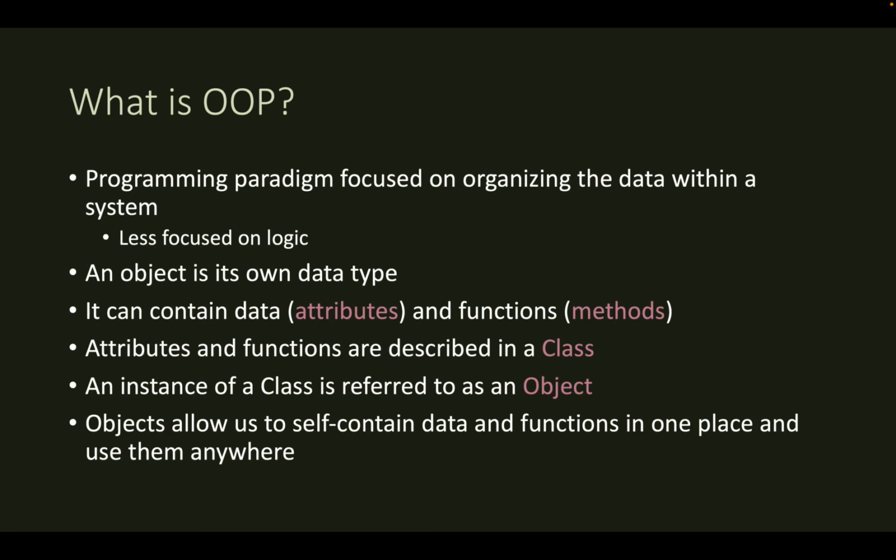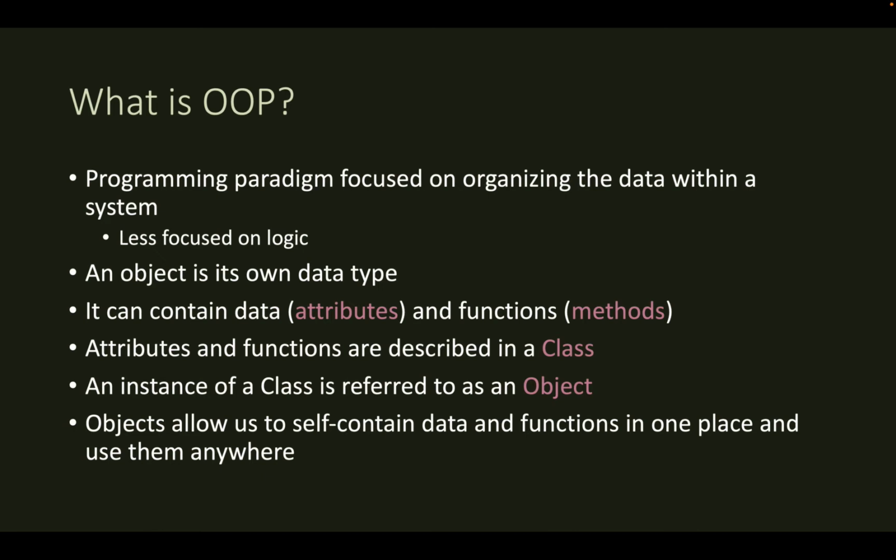Objects allow us to contain all of the data and functions in one place, so we can use them anywhere throughout the system. And it's designed to be used in large systems where many programmers are working on different parts of the system. So we refer to it as being encapsulated. In other words, when programmers are using object-oriented programming, you only need to really worry about what goes into a class and what goes out of a class. So data in and data out.